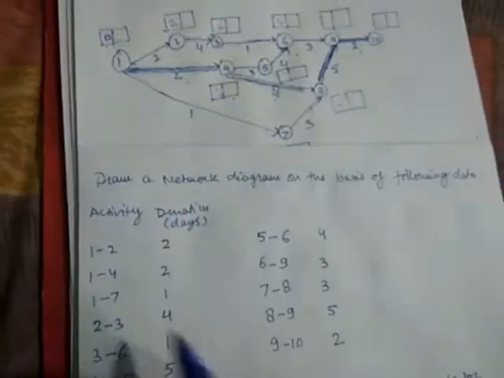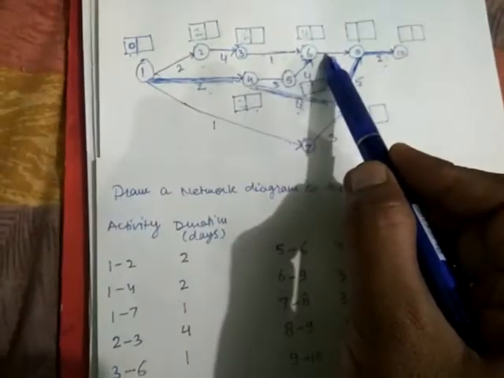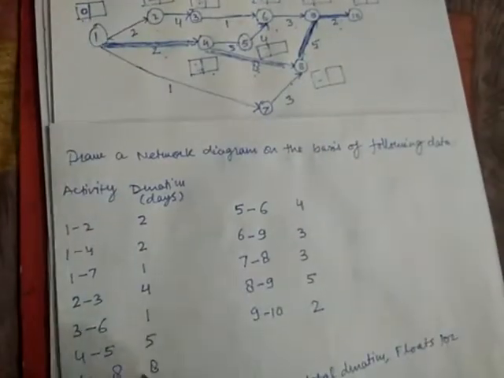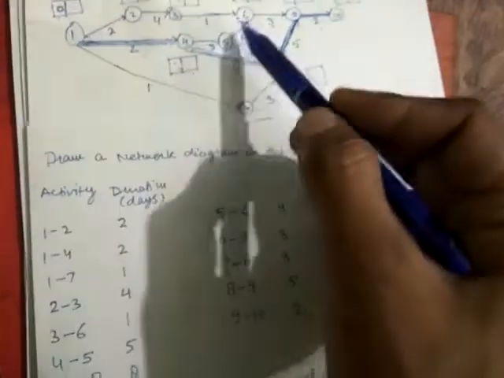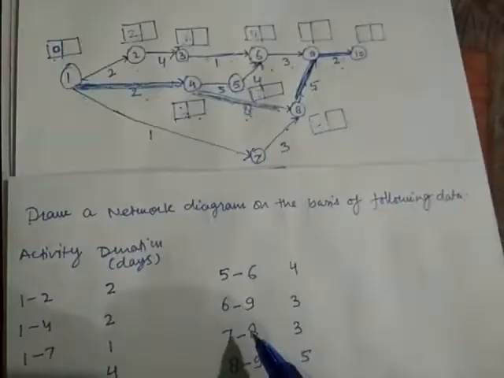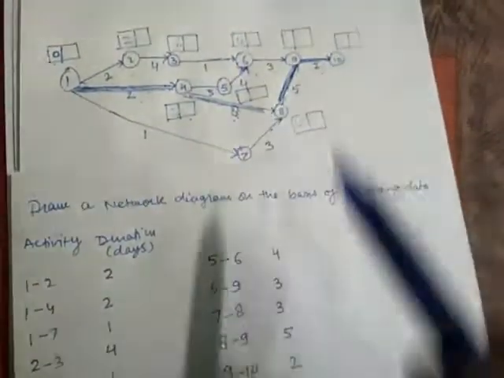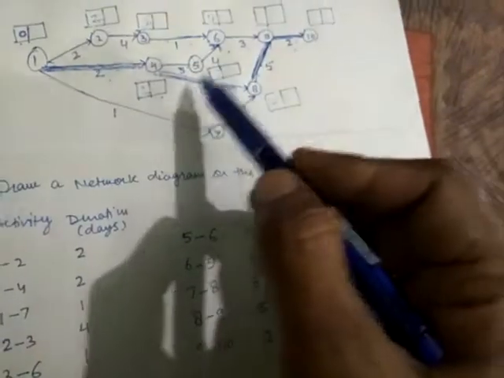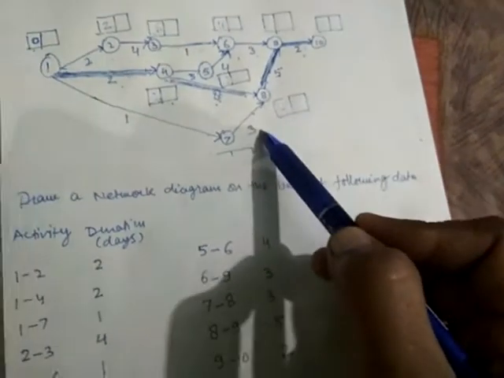Then 2 to 3, this is the activity 2 to 3. Then 3 to 6. Then 4 to 5, this is 4 to 5. Then 4 to 8, this is 4 to 8. Then 5 to 6, this is 5 to 6. Then 6 to 9, this is 6 to 9. Then 7 to 8, this is 7 to 8. Then 8 to 9, this is 8 to 9. Then 9 to 10, this is 9 to 10.